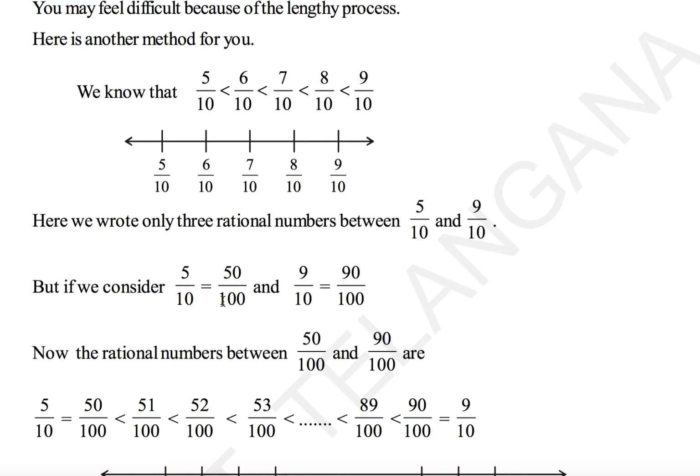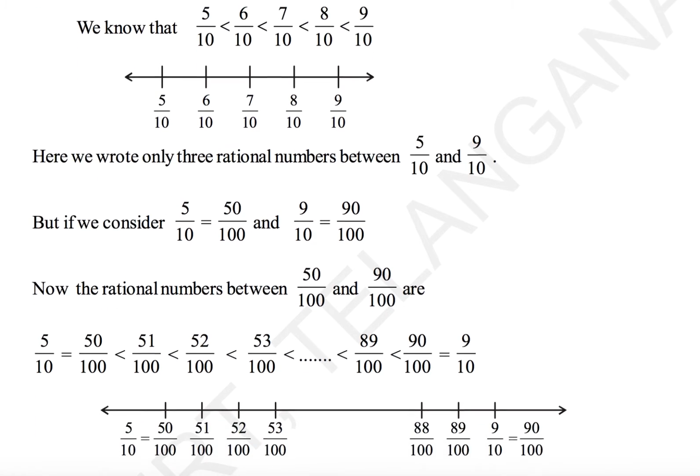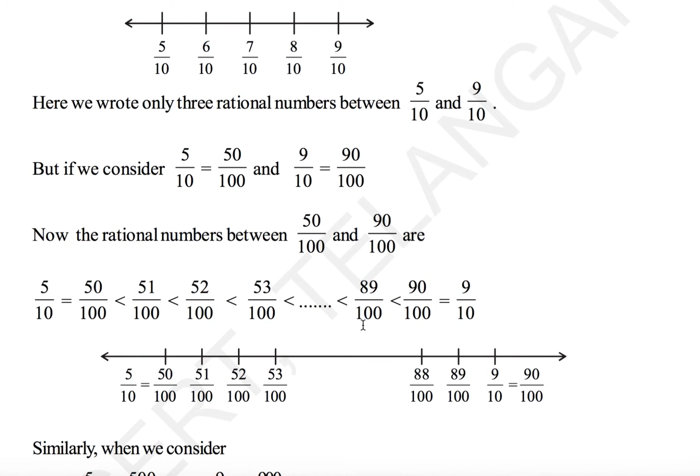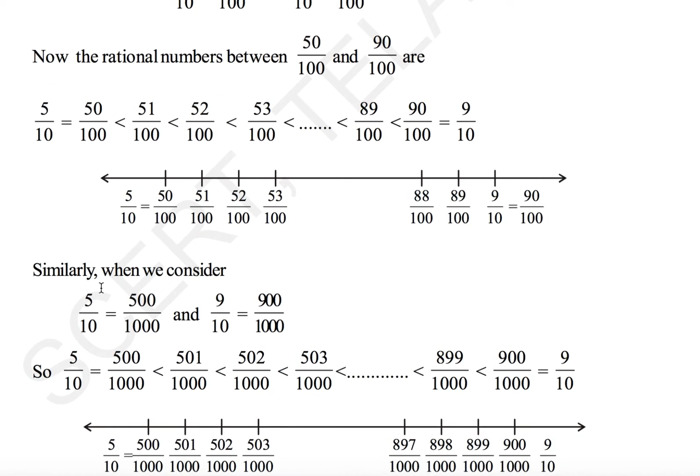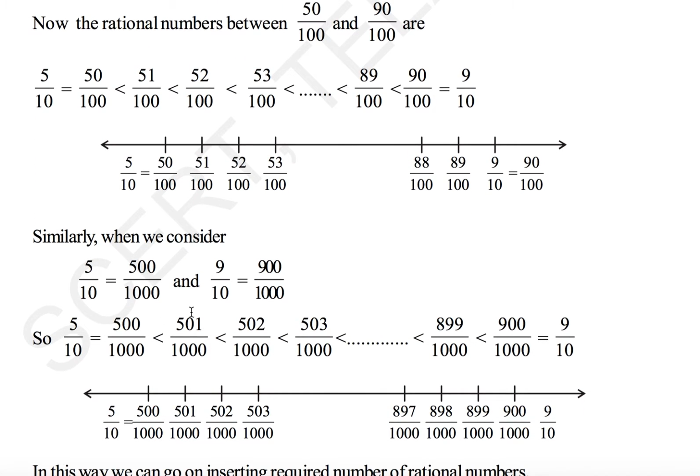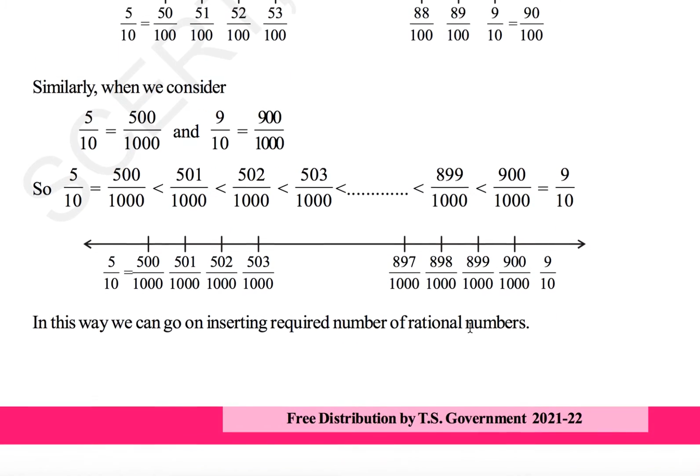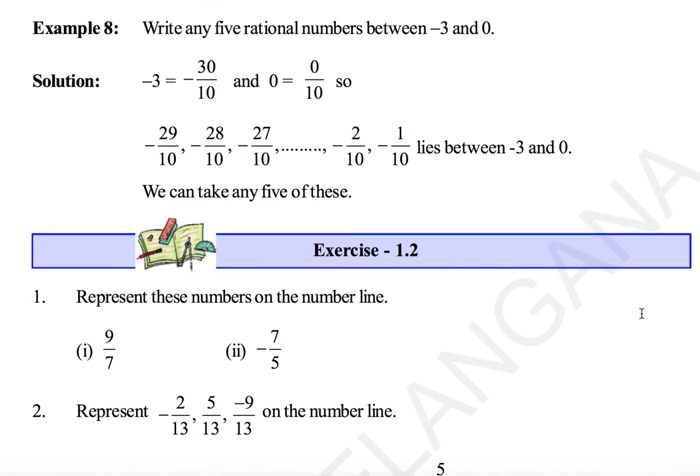Now if you consider 5/10 as 50/100 and 9/10 as 90/100, how many will you get? You will get 39 rational numbers in between, 51/100, 52/100, like that. Similarly, when we consider this as 500/1000 and 900/1000 by multiplying with 100, you will get 399 rational numbers between them, that is 501, 502, 503, up to 899, all divided by 1000. So this is the simplest process to get as many rational numbers as you require.